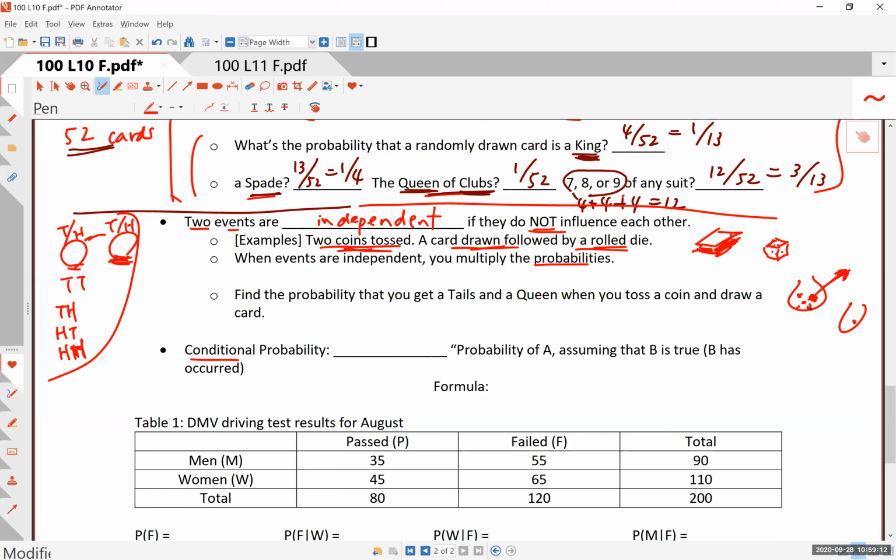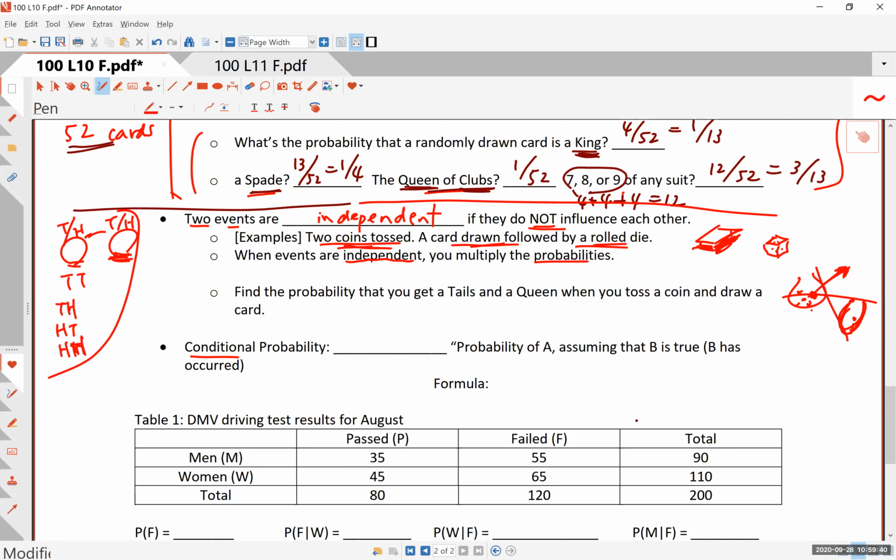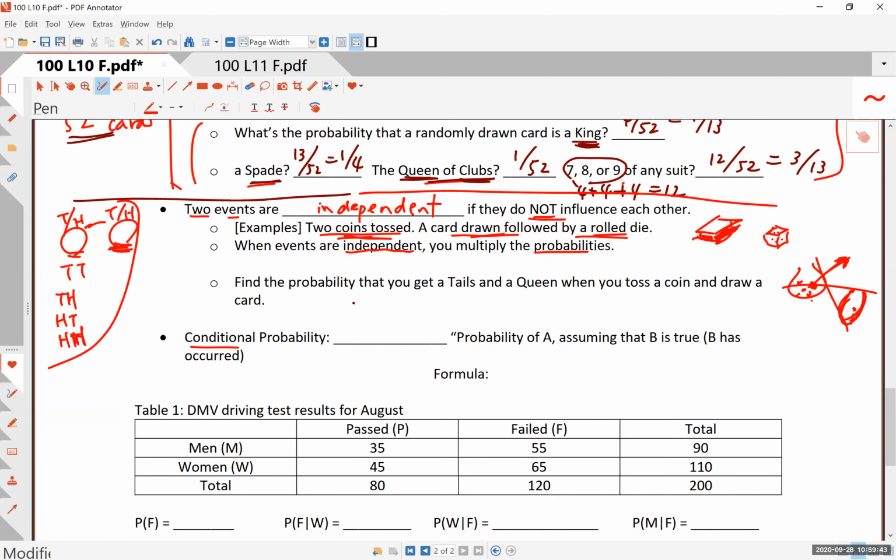Whereas if it is not picked first, then the second child still has a positive probability of picking the favorite one. So the second pick depends on the first pick, and so that's not independent. It's called a dependent event. Right, so that's the difference between independent and dependent events. But the point here is if 2 events are independent, then you end up multiplying probabilities. Okay, so for instance, find the probability that you get a tails and a queen when you toss a coin and draw a card. So you toss a coin and you draw a card.